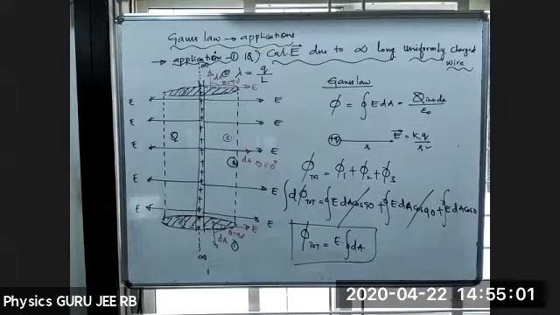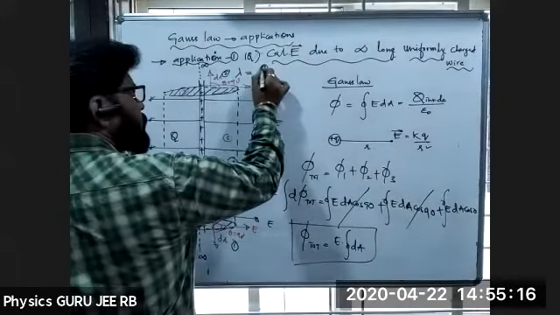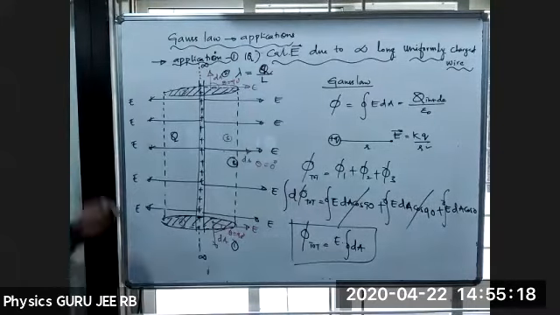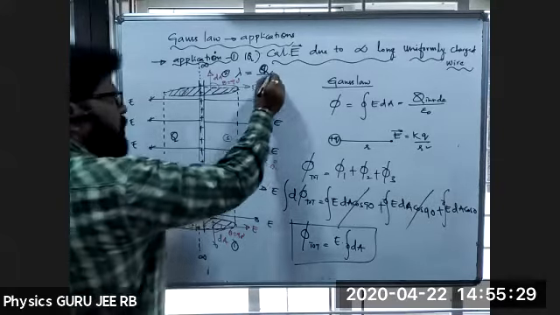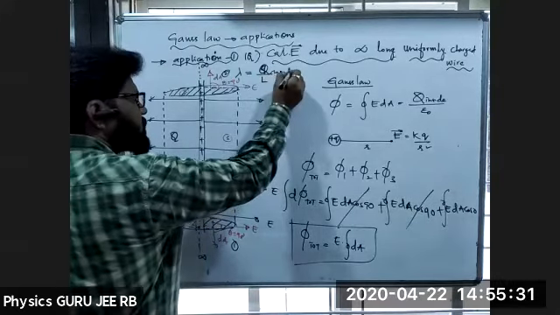Done? Still understood? Okay. This you can take as Q, the total Q. Lambda is equal to Q by L. This is Q inside, the charge inside.